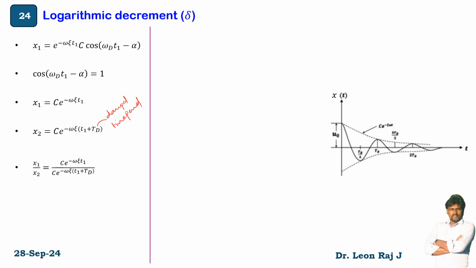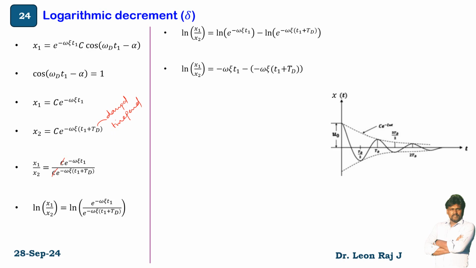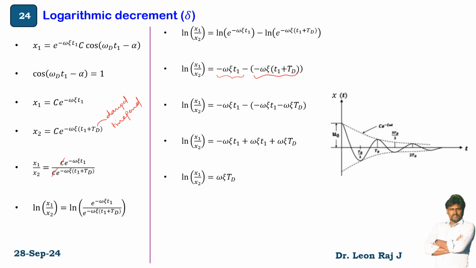So in this case, x1 divided by x2, the C gets cancelled, and we have e power minus omega psi t1 divided by e power minus omega psi (t1 plus Td). On both sides, if you take logarithmic values, ln of x1 divided by x2 is equal to ln of e power minus omega psi t1 divided by e power minus omega psi (t1 plus Td). In logarithmic values, instead of dividing, you can subtract the logarithmic values. So ln of e power minus omega psi t1 minus ln of e power minus omega psi (t1 plus Td), and the logarithm and e get cancelled, and you get the exponential terms alone. Just subtract these values and you will get psi omega Td.